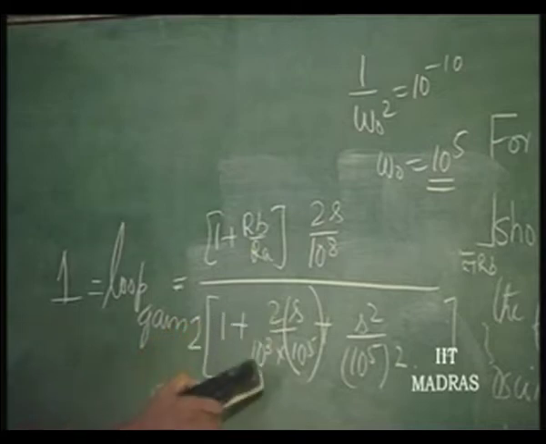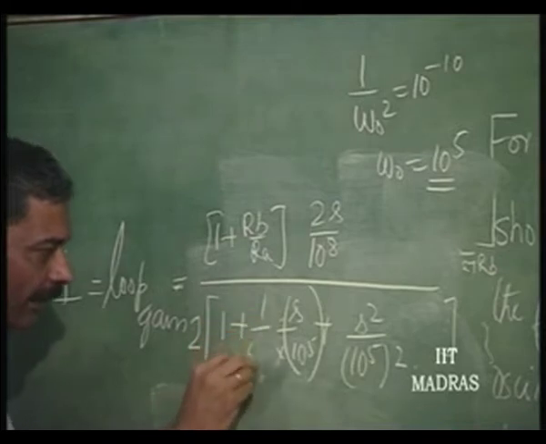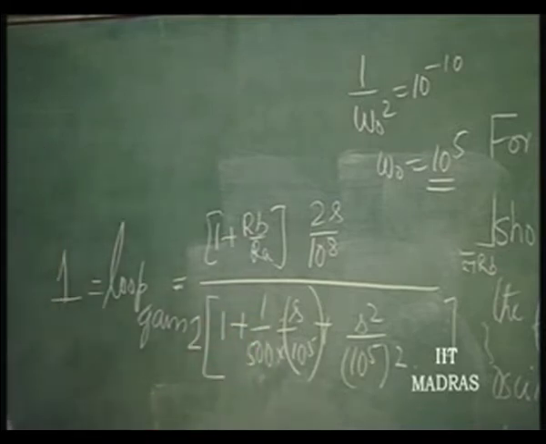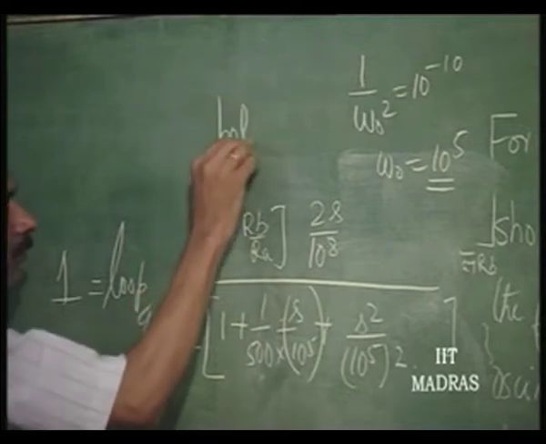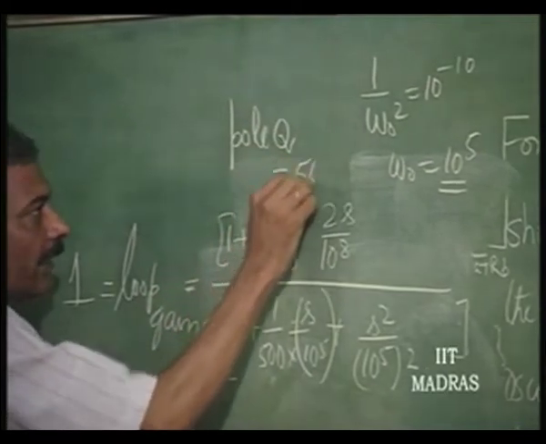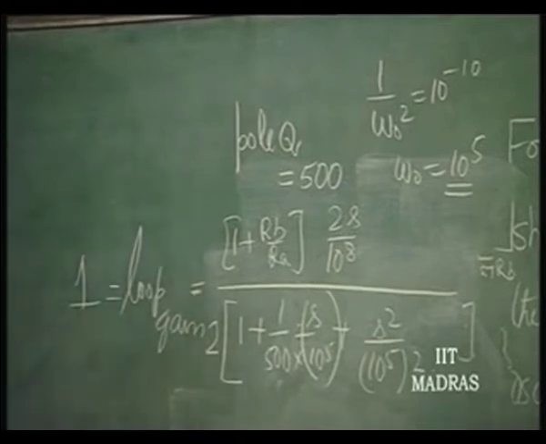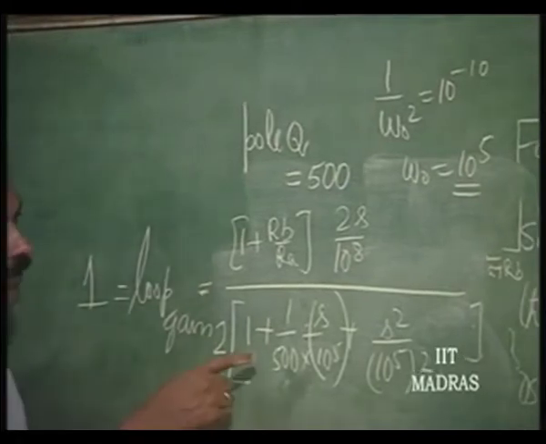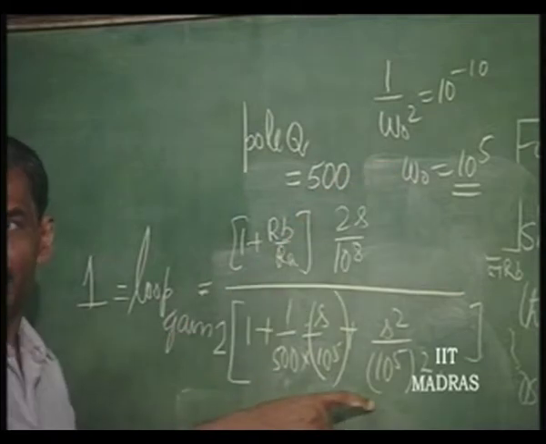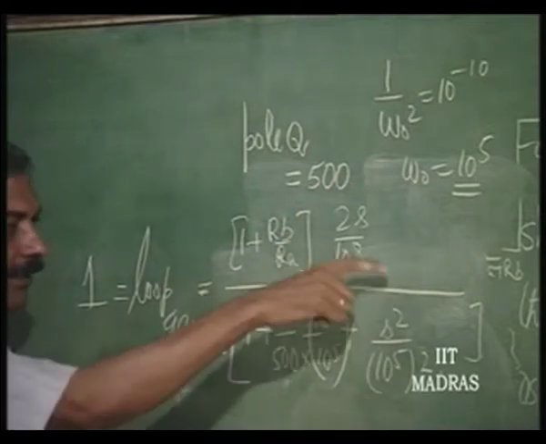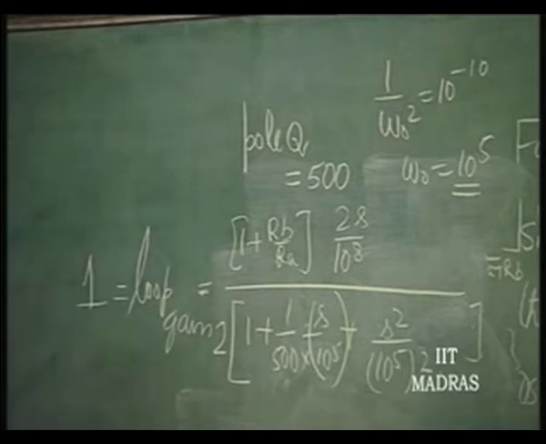And this factor 2 by 1000 is going to be written as 1 by 500, which we have earlier defined in our filters as Q factor of the pole Q, if you remember. So, here the pole Q is equal to 500. Okay. So, pole Q is 500, resonant frequency is 10 to power 5 and this is the normalization. So, this LC network has a pole Q of 500, it is a pretty high value.